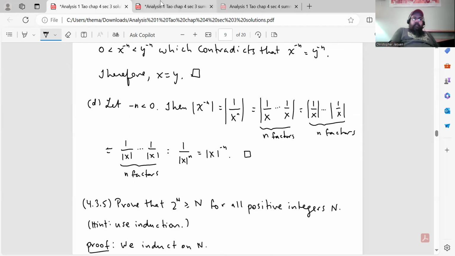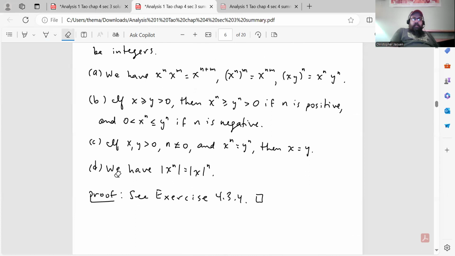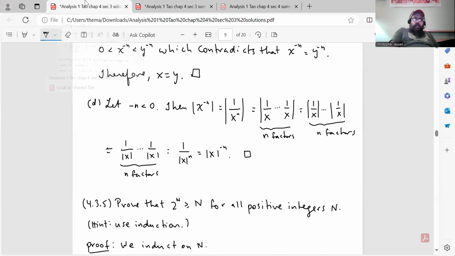Okay, last part for this proposition, part D, is similar to the one that we did up above, except now again we're allowing integer exponents. So let negative n less than 0, then x to the minus n in absolute value is 1 over x to the n in absolute value, which is equal to 1 over x times itself n times in absolute value. That's equal to the absolute value of 1 over x times itself n times, which is the same thing as 1 over absolute value x n times, which is equal to 1 over absolute value x to the n, which is equal to absolute value x to the minus n, and that proves that part.